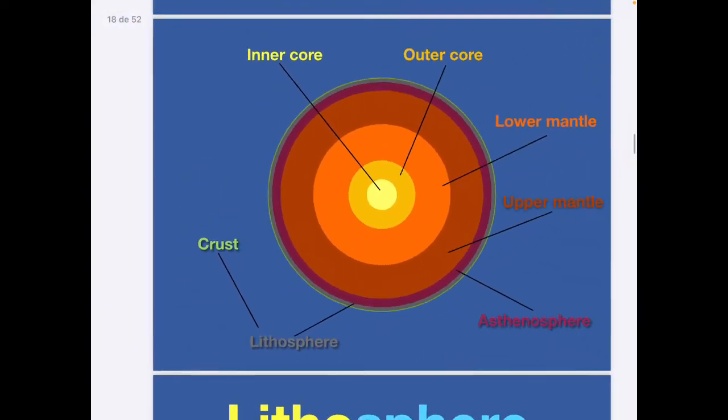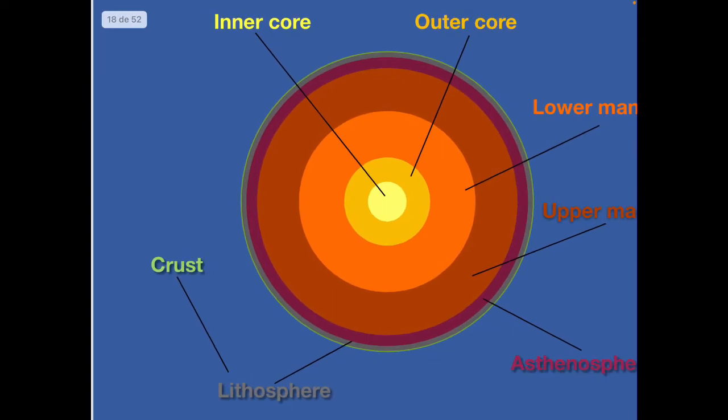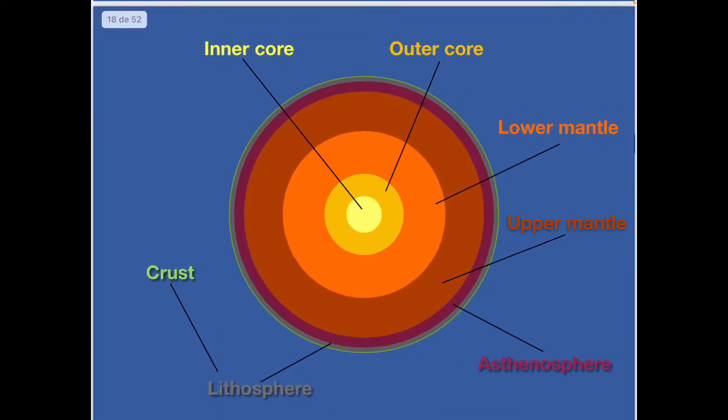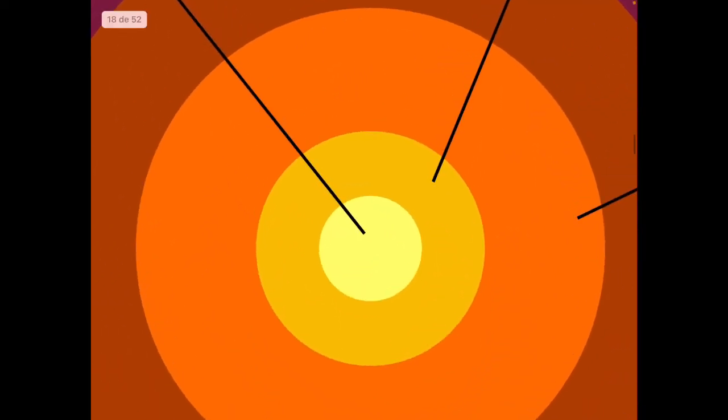So basically what I need you to see here is, of course, to learn all the layers of the Earth, because they all have special properties that we need to know. But mainly that the inner core is a solid layer of the Earth. It is a solid sphere made out of iron in the center of our planet.